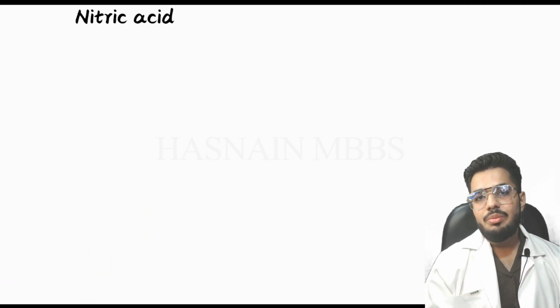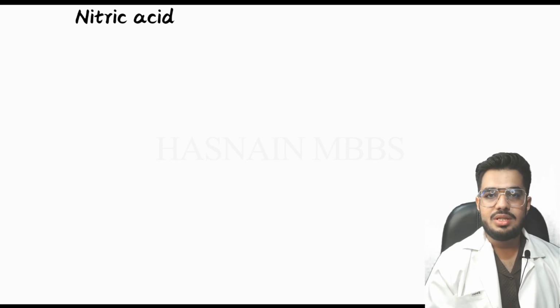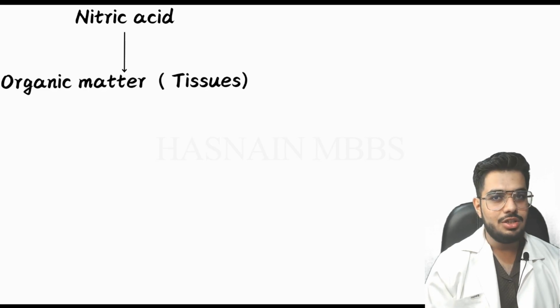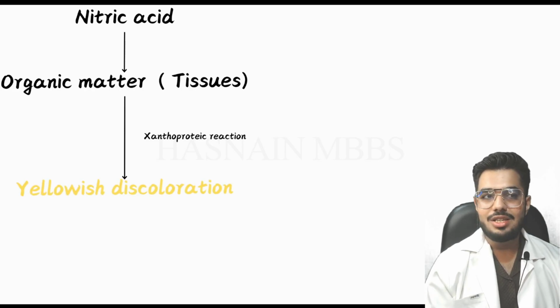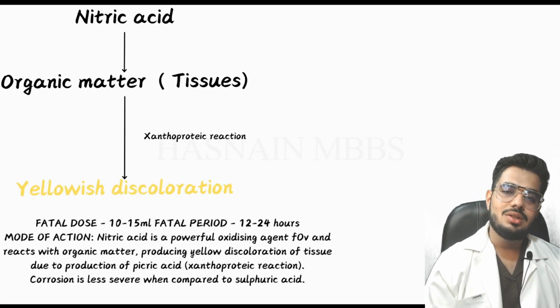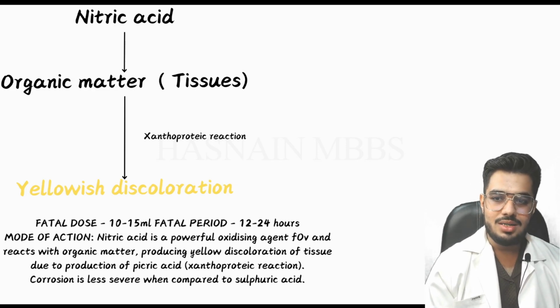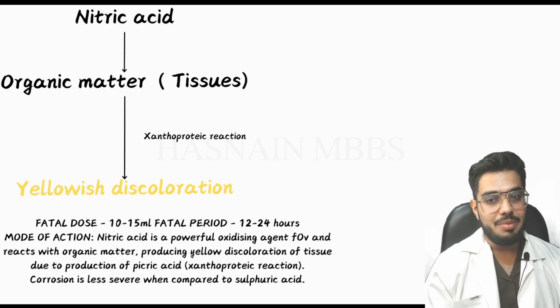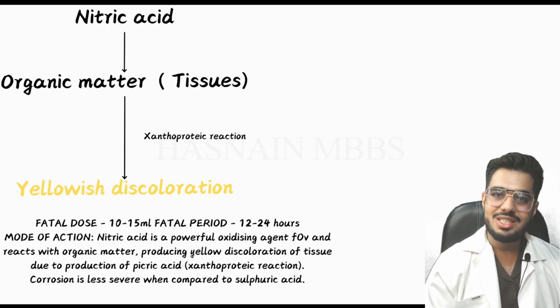Most important, whenever the question is asked, the signs and symptoms are going to be the same. Treatment is also the same, but the one thing that is different is that when it comes in contact with organic tissue, it causes the xanthoproteic reaction and yellowish discoloration. The fatal dose is only 10 to 15 ml and the fatal period is 12 to 24 hours. Mode of action: it is a powerful oxidizing agent that reacts with organic matter and produces yellowish discoloration.